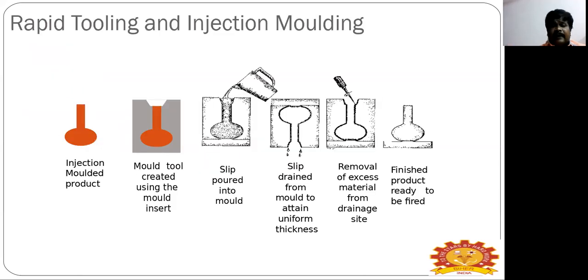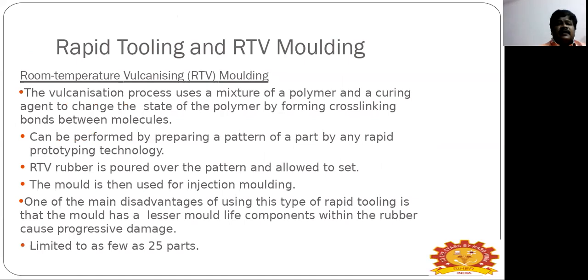The rapid tooling and the injection molding. So you can see the injection molded product, the mold tool which is created using the mold insert. The slip is poured into the mold, then the slip is drained from the mold to attain a uniform thickness. We can see in the figure the removal of excess material from the drainage site, and the finished product is ready to be fired. So rapid tooling and RTV molding.